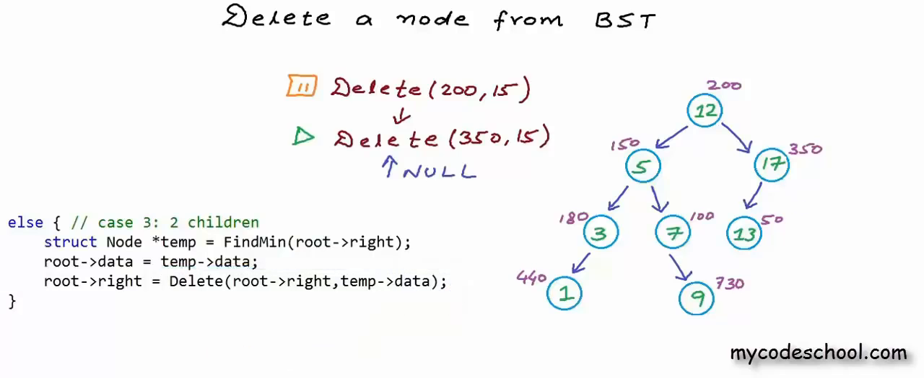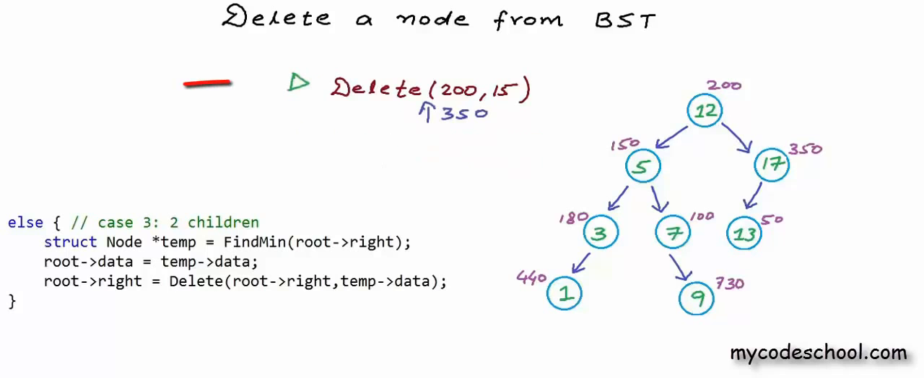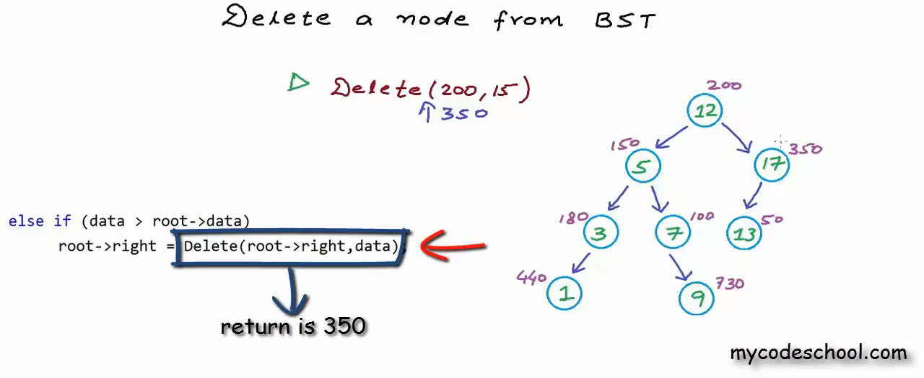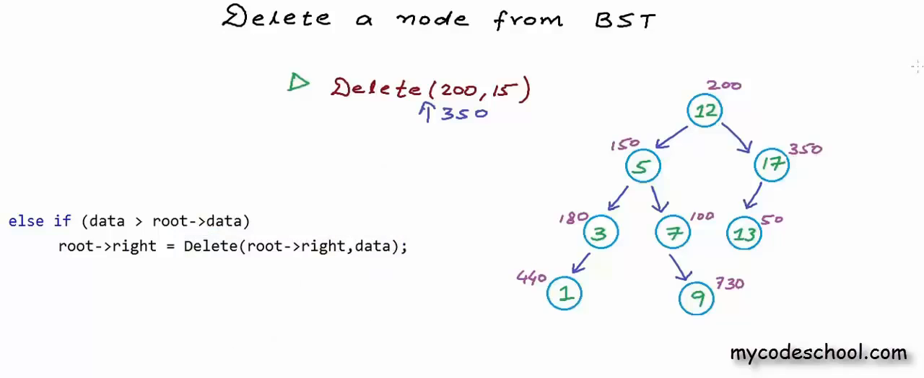And now this guy can return, and now in this call we will resume at this line. So the right child of the node at 200 will be set as 350. It's already 350, but it will be written again, and now this call can also finish. So I hope you got some sense of how this recursion is working.